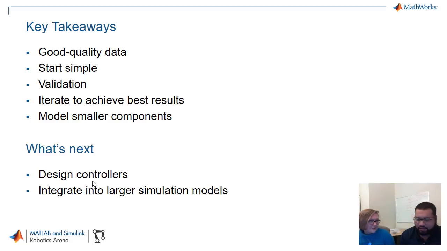Make sure to have a separate validation set, so you're confident in your estimation of how good your model is. You will probably have to try different things and repeat the process several times. Some sort of iteration. And you don't want to model the entire robot. You want to focus on a smaller component first, because it's easier to get a better model of a smaller piece rather than the entire system. But once you have that, you're free to integrate it into your larger model. And also, once you have the model, you can now design the controllers and test them out. And that's the launch pad for your next step.